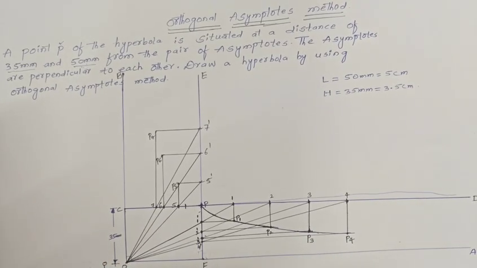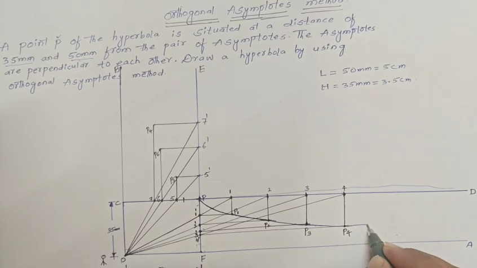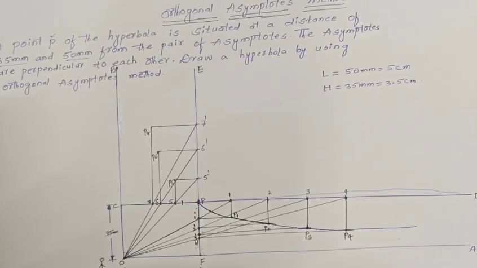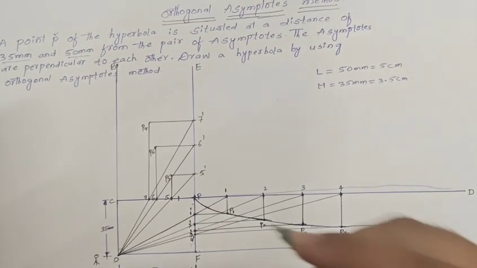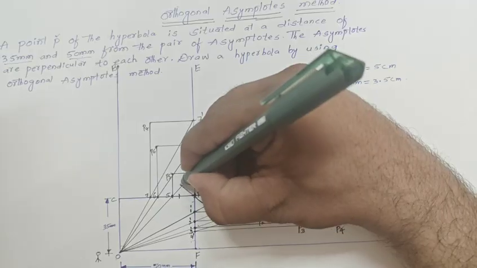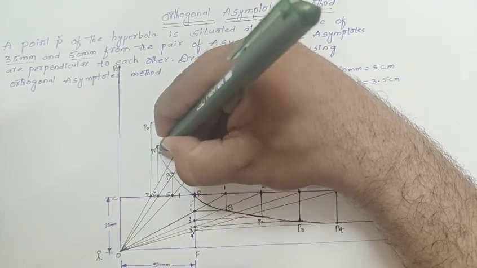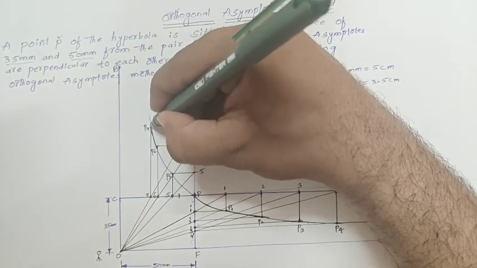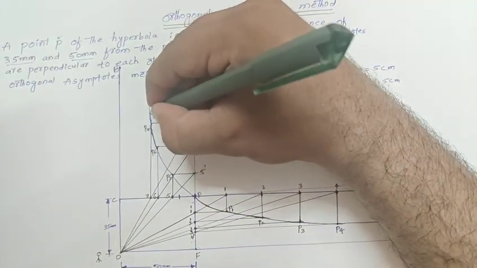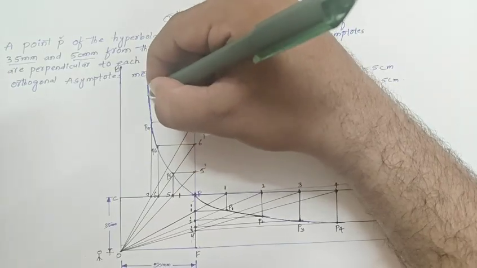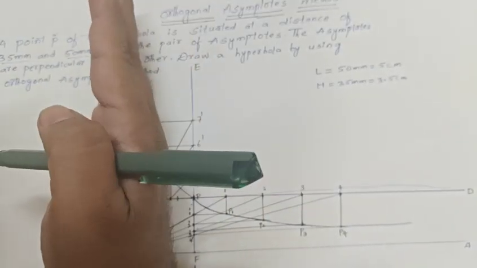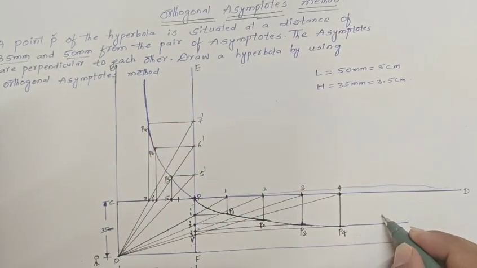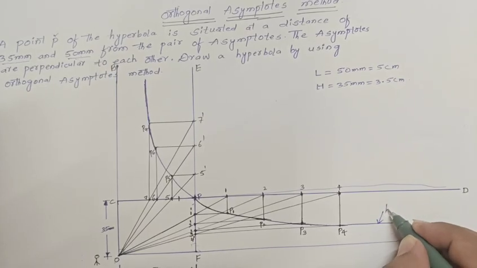You need to extend this line in such a way that this line should be parallel to the base line. Clear? Then same thing we have to continue from P to P5, P6 and P7. Meanwhile, you need to extend this line. Clear? This line should be parallel to the vertical lines. Clear? Just now we drew the shape of the hyperbola. So what we can say here? Hyperbola.